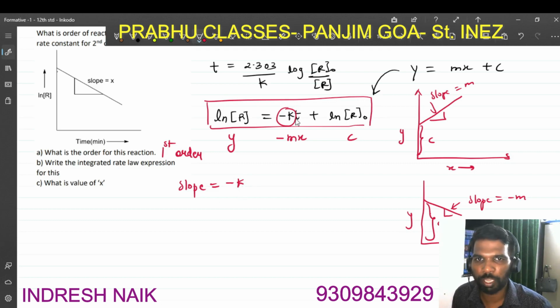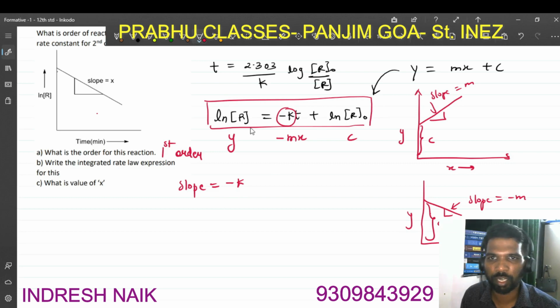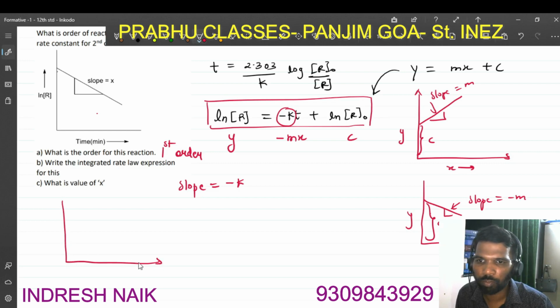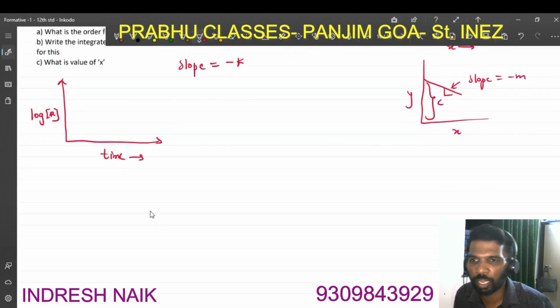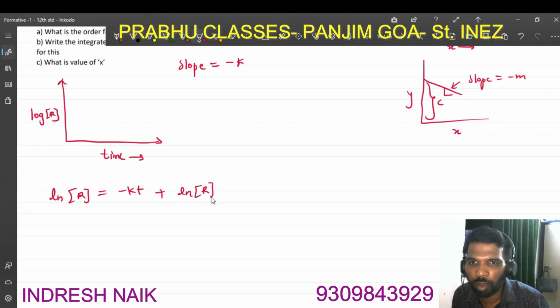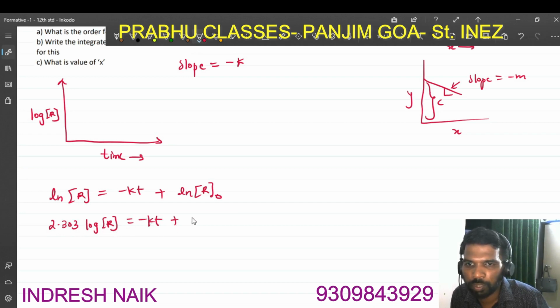There is one more possibility. If the same graph is asked in terms of log, let's say log of r versus time, how are you going to solve this? The same equation which is there, you need to convert that to a log. So it is this equation, no? ln of r equals minus kt plus ln of r0. How will you convert? You will multiply this by 2.303 log of r, which is equal to minus kt plus, you will multiply this also, 2.303 log of r0.